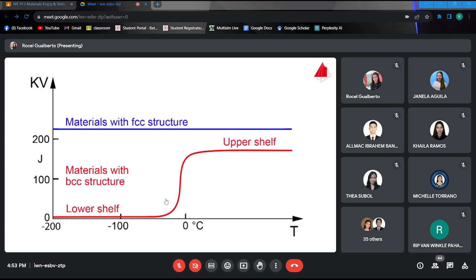Metallic materials with the face-centered cubic crystal structure, on the other hand, do not experience a ductile to brittle transition. These materials retain their ductile behavior towards low temperatures and are therefore well suited for low temperature applications.